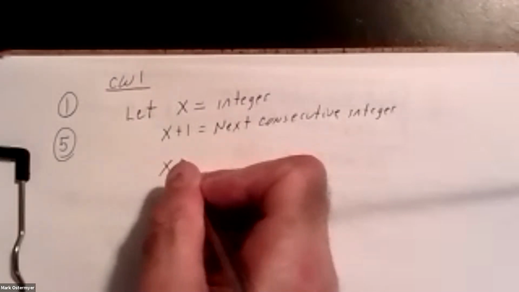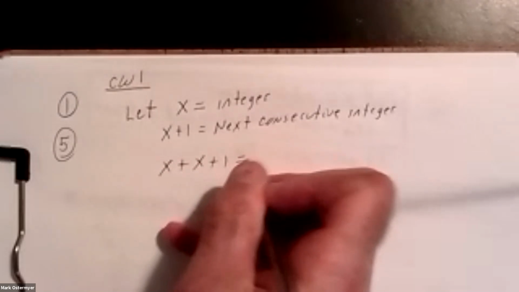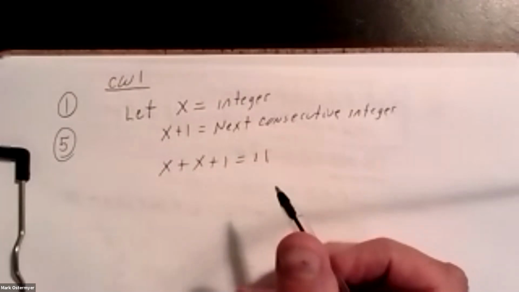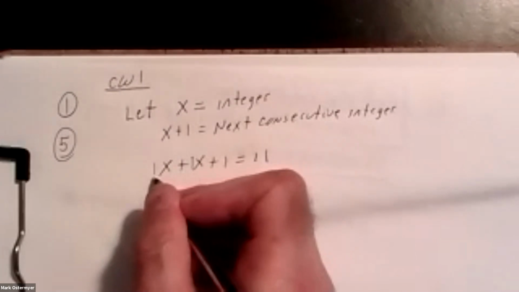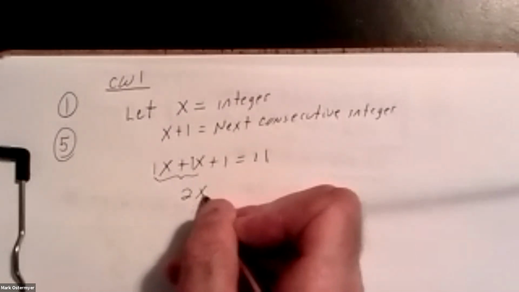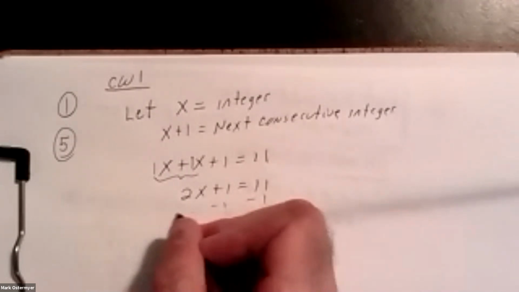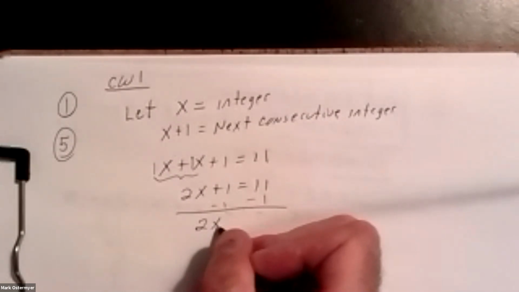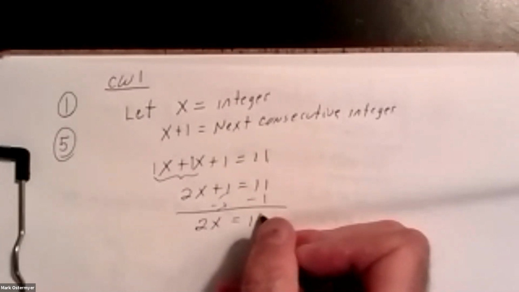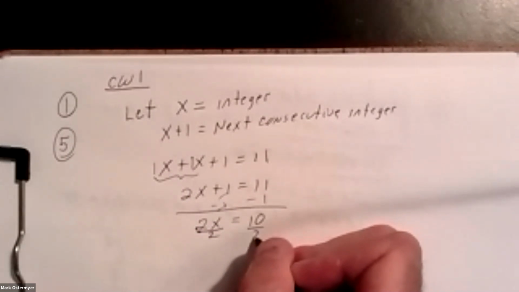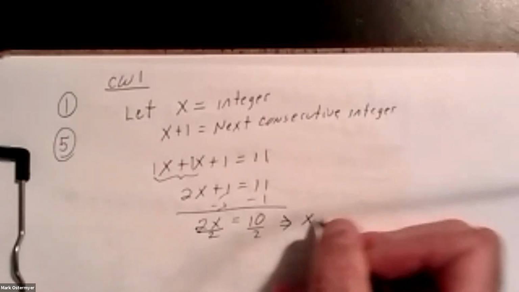So therefore, if you add these two integers together, you set these equal to 11. Now you solve for x. 1x plus 1x is 2x. Subtract 1 from both sides. You get 2x is equal to 10. Divide by 2, you get, therefore, x is equal to 5.